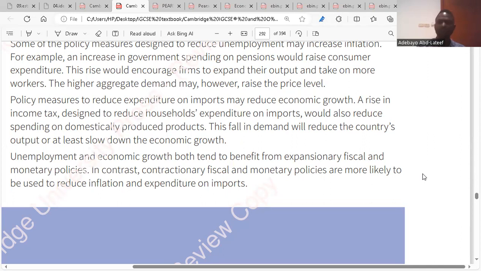So it can be exported in the end, so it can be more internationally competitive.